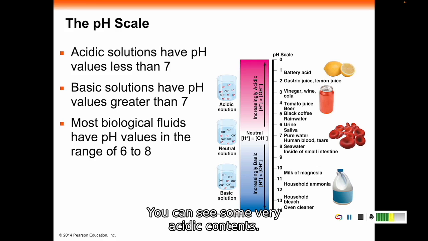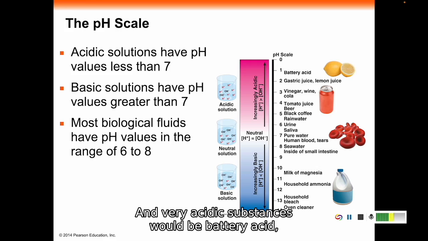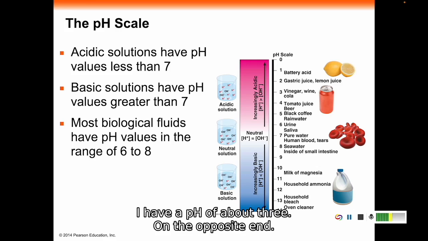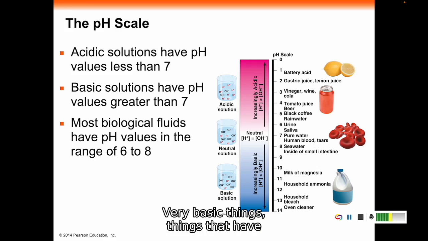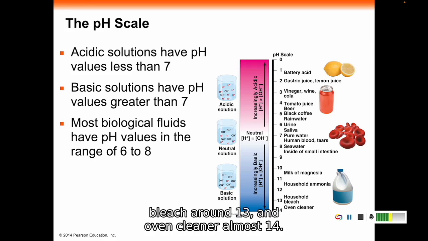You can see some very acidic substances would be battery acid, a pH of about 1. Lemon juice, a pH of about 2. Vinegar, wine, and cola have a pH of about 3. On the opposite end, very basic things that have very low hydrogen concentrations. We have ammonia between 11 and 12, bleach around 13, and oven cleaner almost 14.